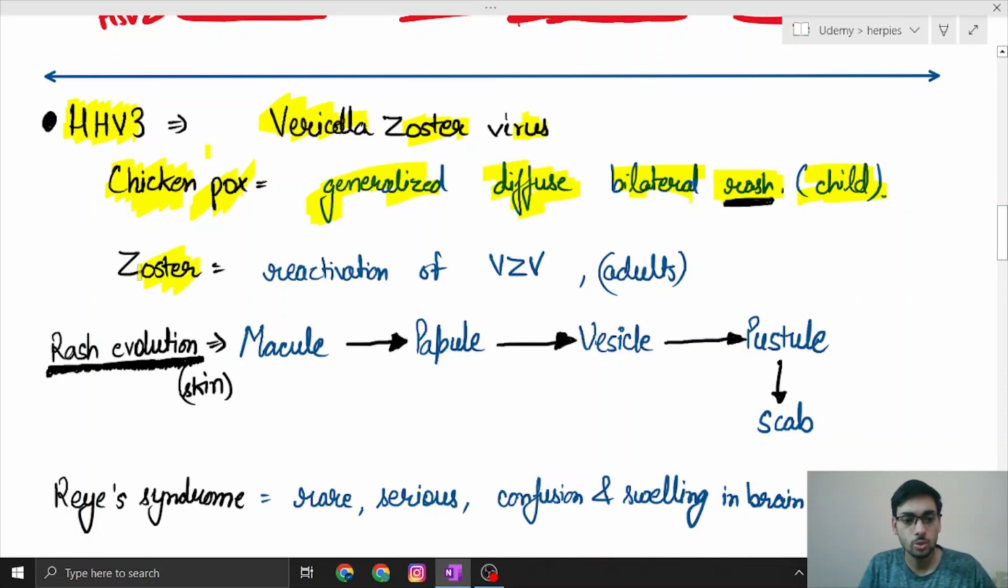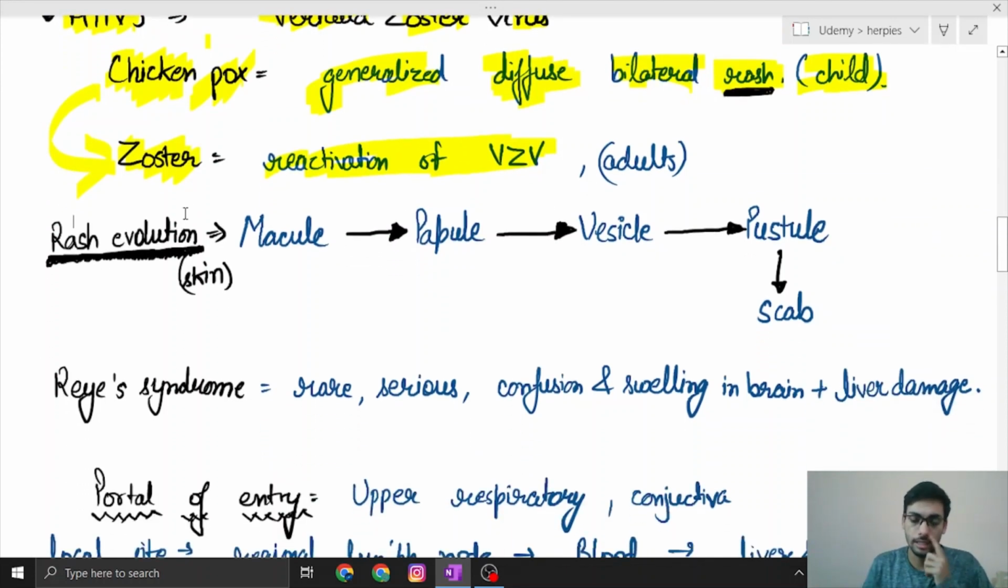And then comes zoster. This is the reactivation of the varicella zoster virus. Chickenpox reactivates itself to cause zoster, and this happens in adults. And actually zoster is more painful compared to the normal varicella disease.